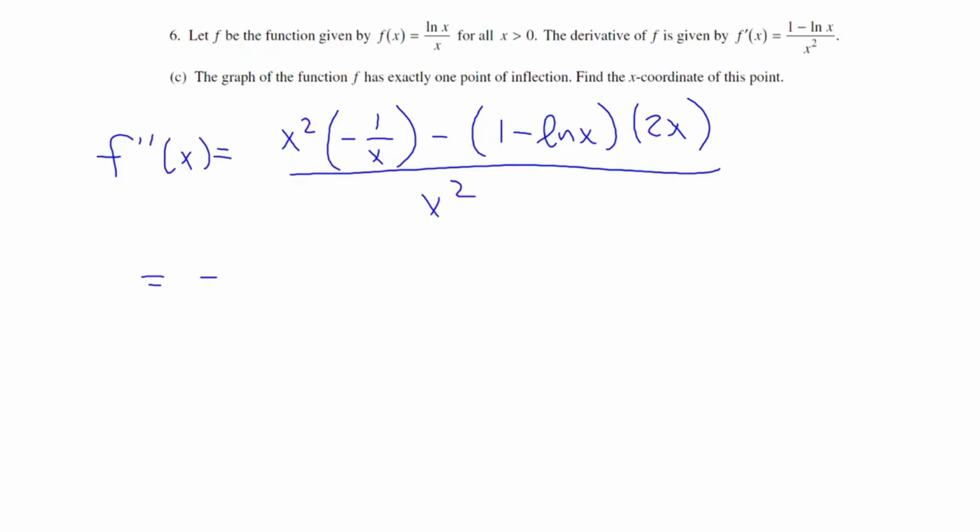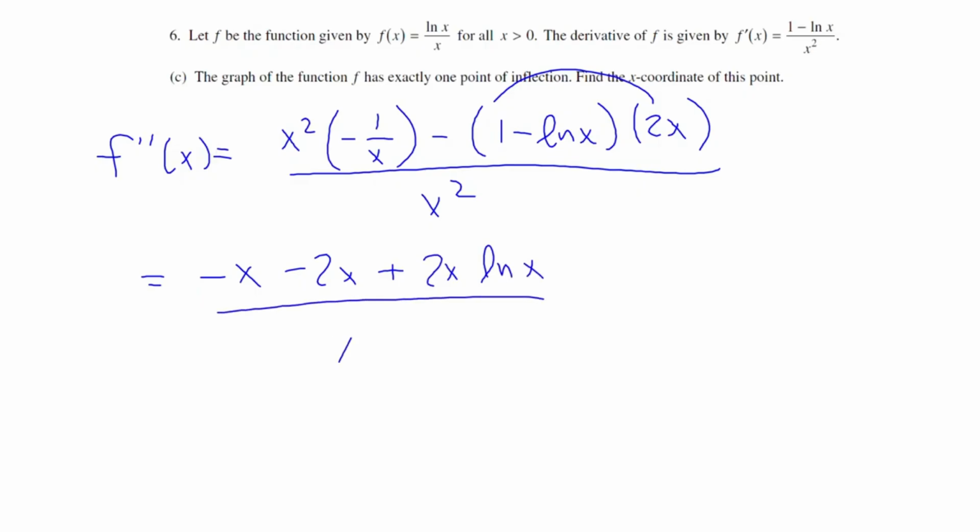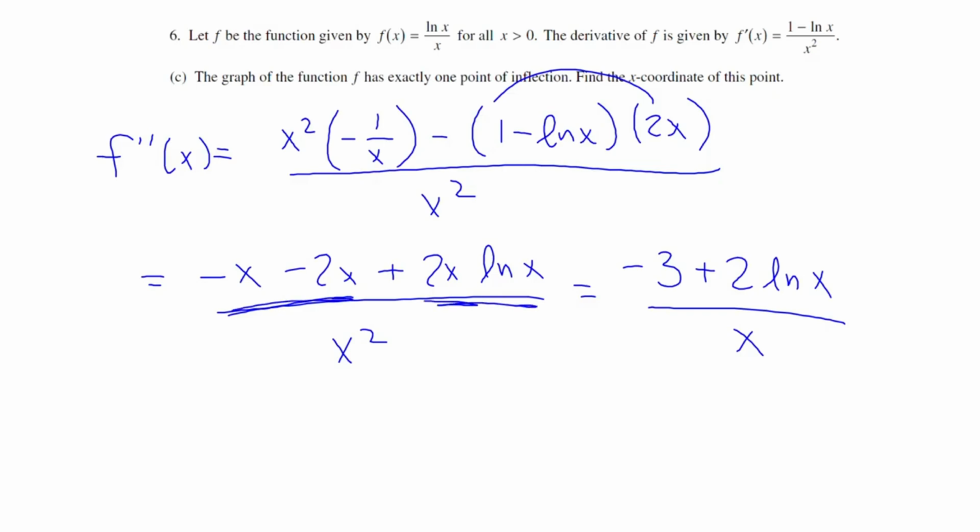We could simplify this a little to get negative x, and then minus 2x, and then plus 2x ln x, it looks like, in the numerator there, and then all over x squared. Well, these all divide by x, and I can combine a negative 1 with the negative 2, right? So that's negative 3 plus 2 ln x all just over x. Negative x minus 2x is negative 3x, and then if I divide the negative 3x and the 2x ln x by one of the x's in the denominator, we should get negative 3 plus 2 ln x.